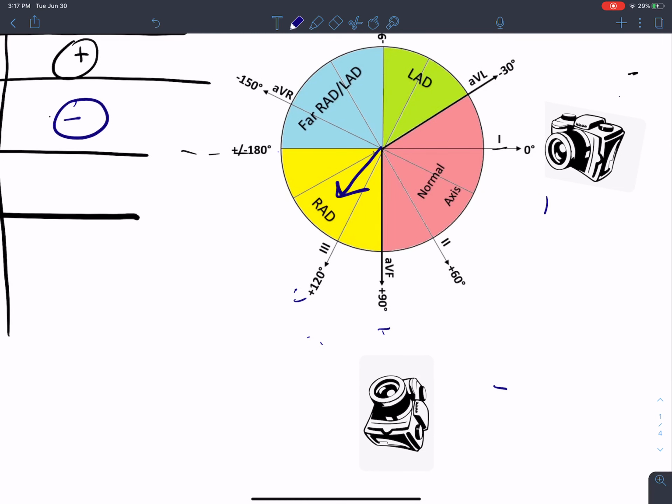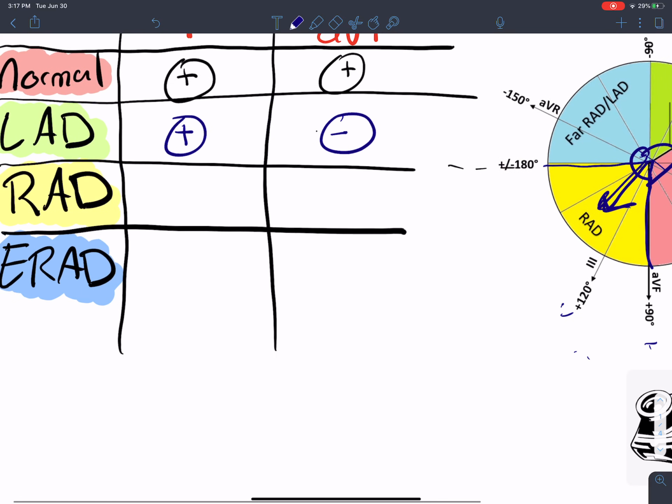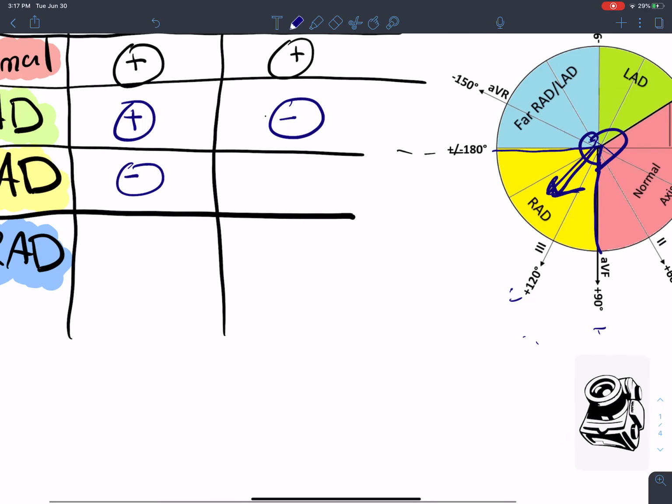Anyways, let's talk about our right axis deviation. For whatever reason, maybe a right-sided heart enlargement or some aberrant pathway in the heart, the net vector of all of the electrical impulses in the heart is traveling from anatomical top left of the heart to anatomical bottom right of the heart. Let's start with lead 1. Is this vector traveling toward or away from lead 1? It's traveling away from, so that means it's negative. So lead 1, RAD, negative.